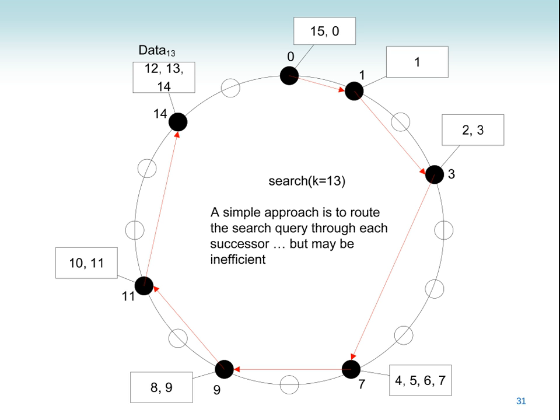They want to find the peer that has the resource with key 13. Which peer has it? Which peer should have it? Peer 13. That is, if peer 13 exists, then it should have the resource with key 13. That's the basic concept, that resource with key 13 should be on peer 13, if it exists.